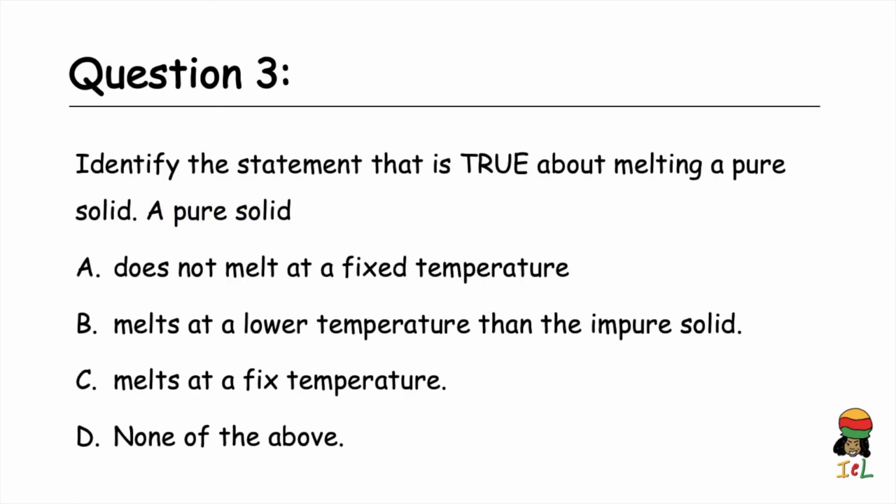Question 3. Identify the statement that is true about melting a pure solid. A pure solid, A, does not melt at a fixed temperature. B, melts at a lower temperature than the impure solid. C, melts at a fixed temperature. D, none of the above. And the answer is C. A pure solid melts at a fixed temperature, or sometimes we would say it melts at a constant temperature.